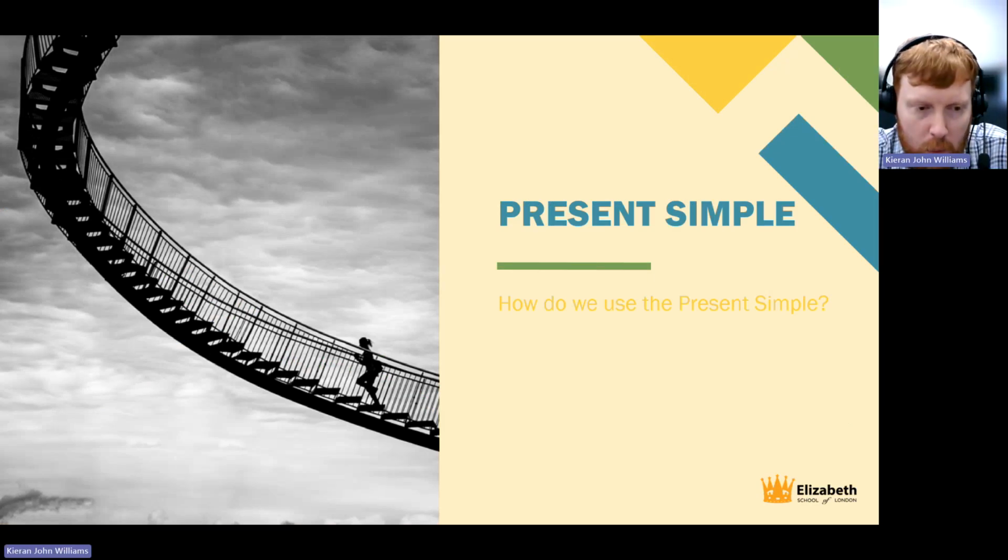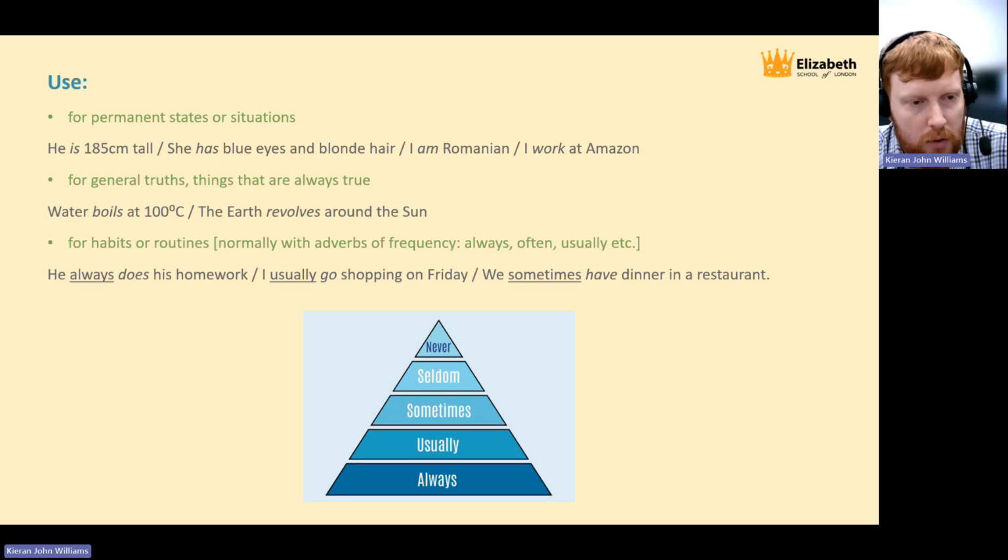Now let's think about how we actually use it. Okay, so we can use present simple for permanent states or situations. So these are things that exist now, existed in the past, exist in the future, and they are always correct. So he is 185 centimeters tall. She has blue eyes and blonde hair. I am Romanian. I work at Amazon. So any kind of permanent situation is when we would use present simple.